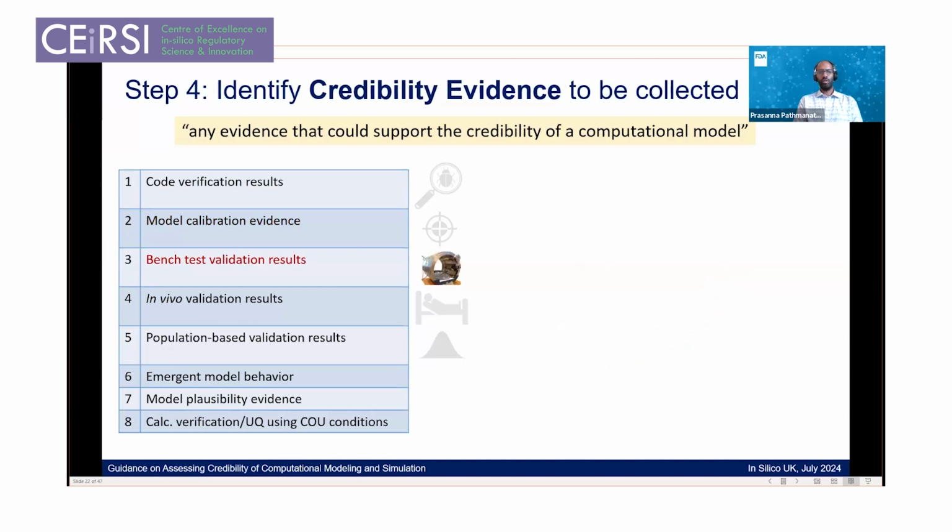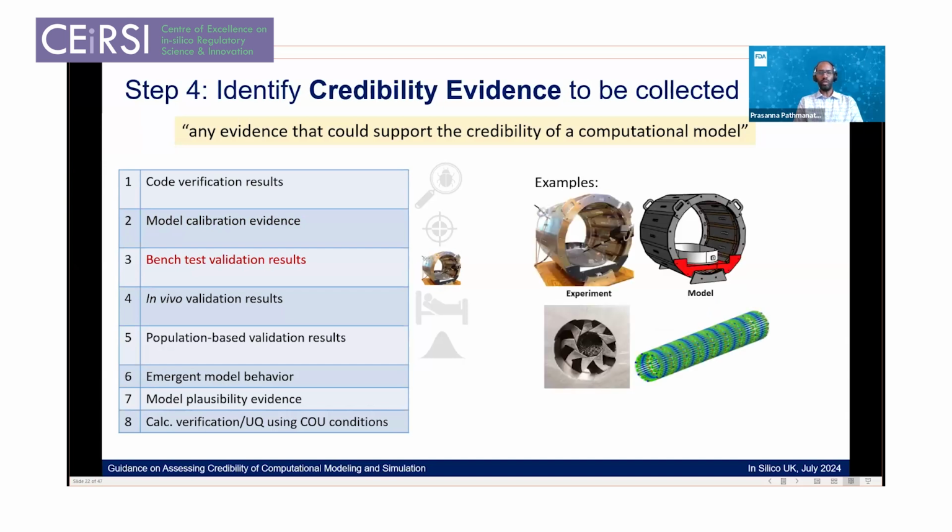Then we have the validation categories, and we separate it into 3 different cases based on what you're comparing to. Whether you're comparing to experimental data, which is usually referred to as bench data in the guidance, whether you're comparing to animal or clinical data, which is referred to as in vivo, at the individual level, or whether you're making a population level comparison.